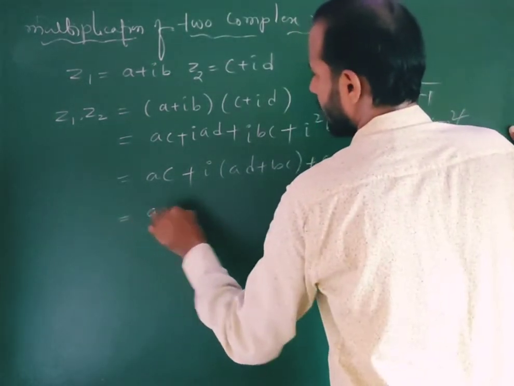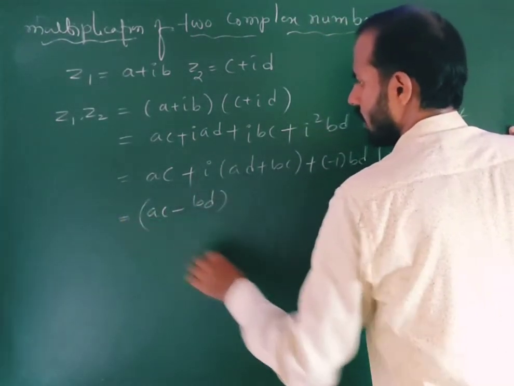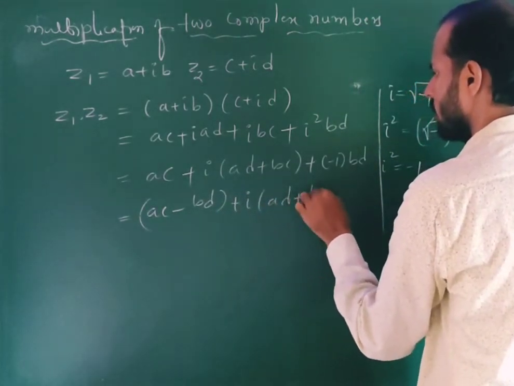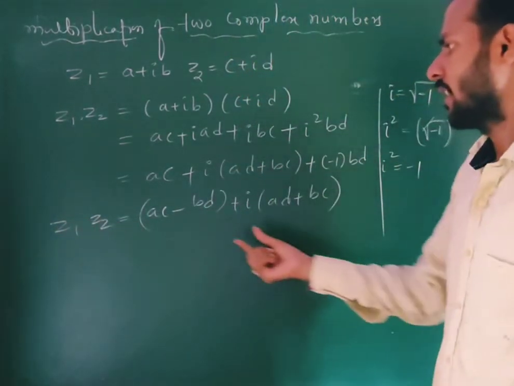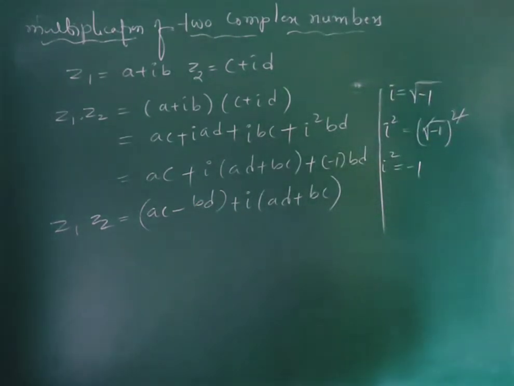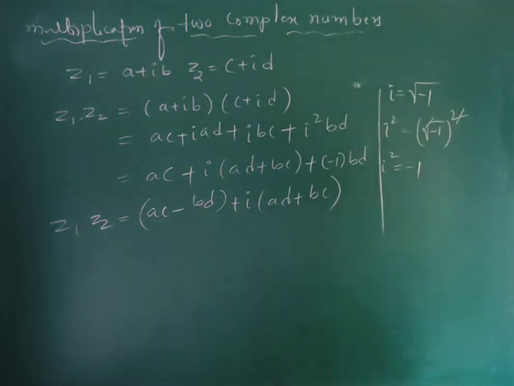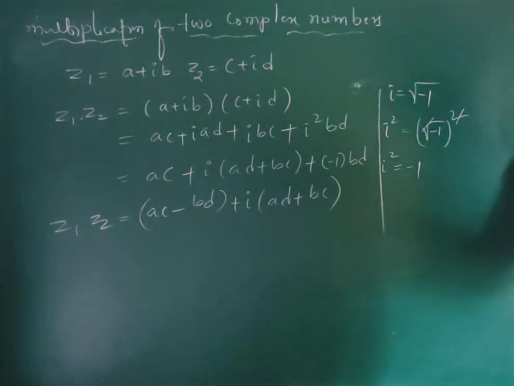Now AC plus, into minus minus BD, the real part on one side, plus the imaginary part on the other side. Therefore Z1 into Z2, what do we get here? AC minus BD plus i times (AD plus BC), right? It is nothing but the multiplication of two complex numbers, Z1 Z2 equals AC minus BD plus i (AD plus BC).